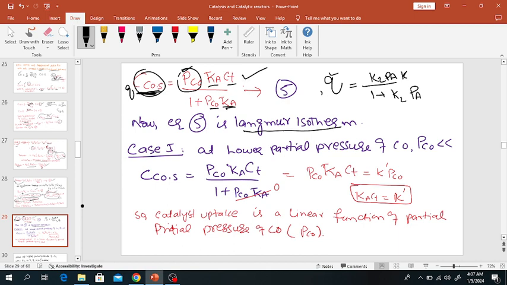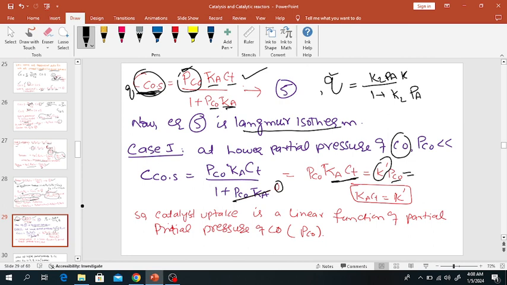Now case number 1, at low partial pressure, when the partial pressure of carbon monoxide is very small, this term will be equal to 0. We will neglect this term. So the carbon monoxide uptake will be equal to the partial pressure of carbon monoxide, Ka the adsorption equilibrium constant, and the total active site Ct. Now this Ka and Ct are constants. So combining these two constants, we get another constant, which is K prime. And this is the partial pressure of carbon monoxide.